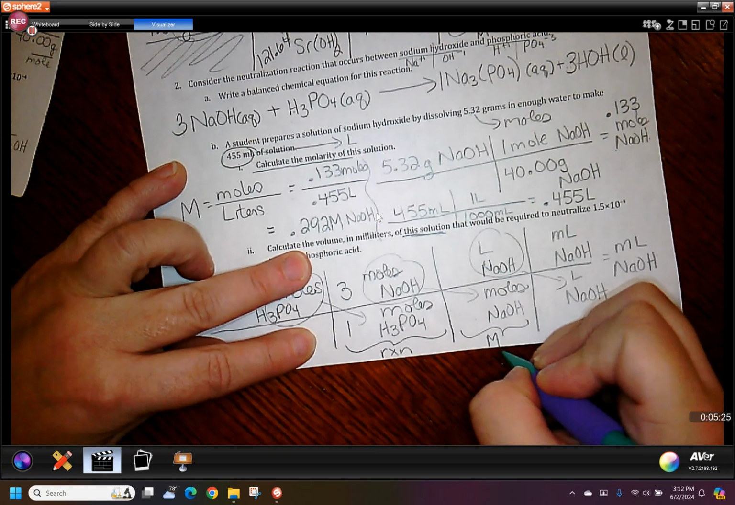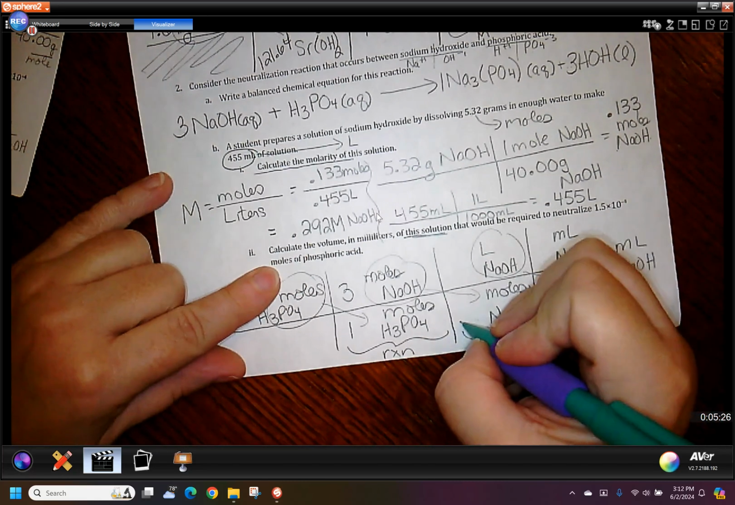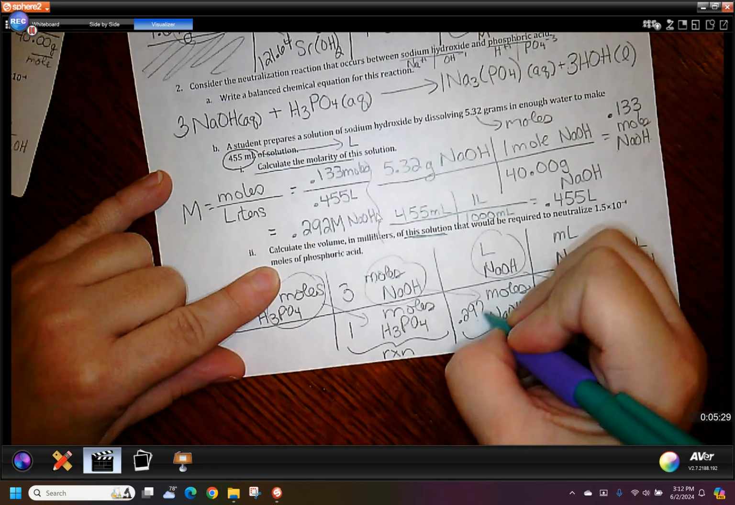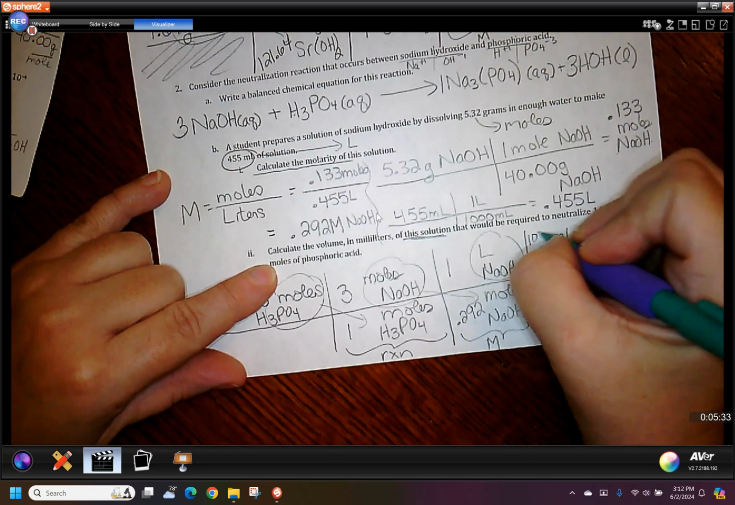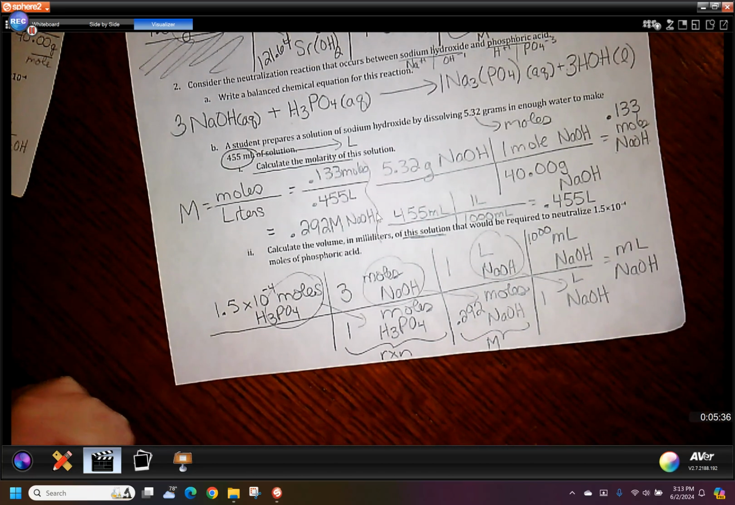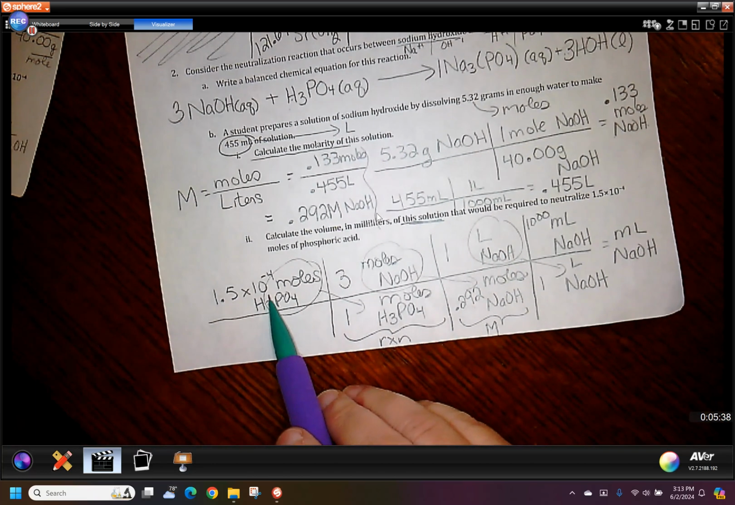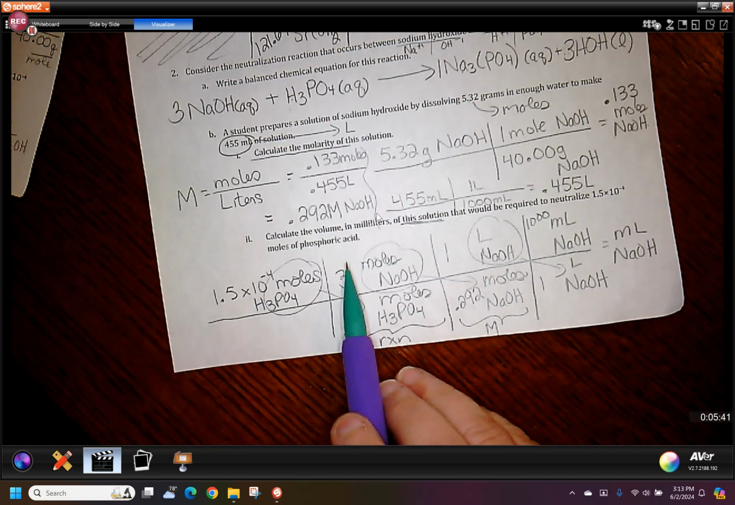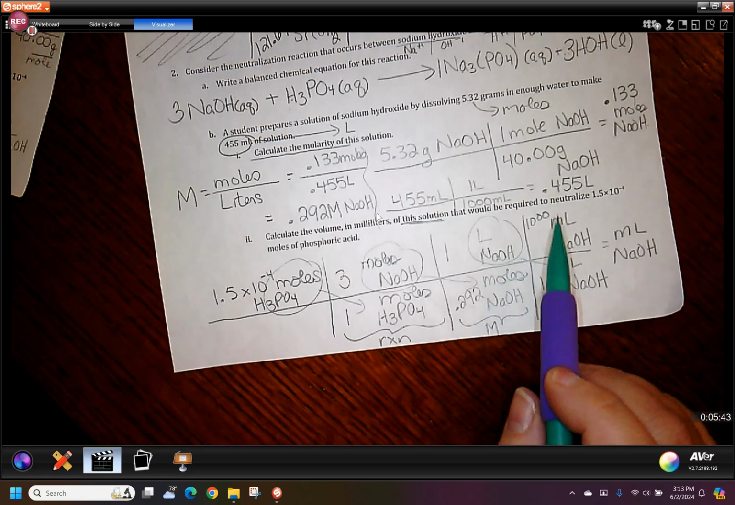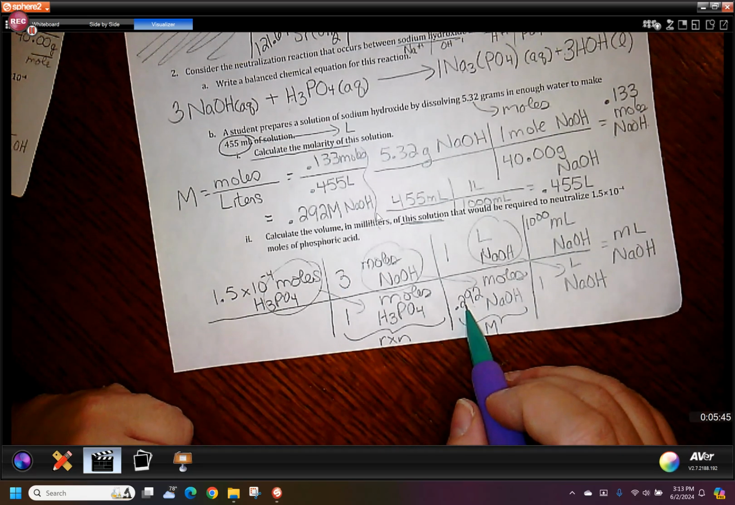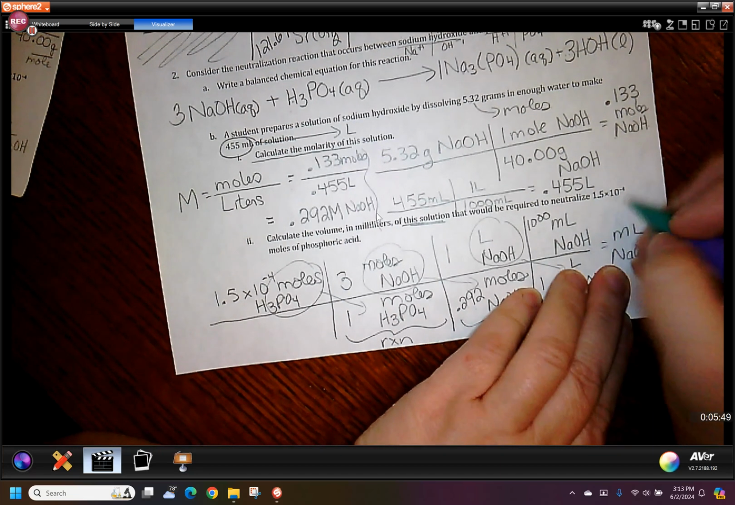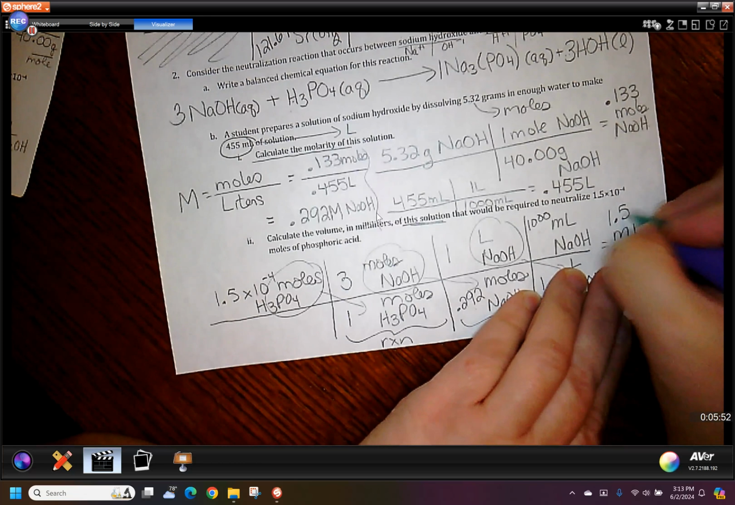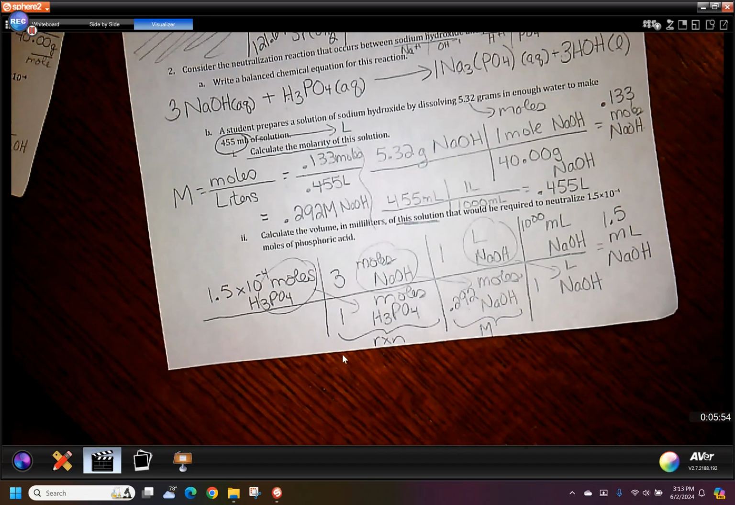You just calculated it. You calculated that it was 0.292 moles in 1 liter. And you know that 1 liter is 1,000 milliliters. So I'm going to multiply 1.5 times 10 to the negative 4th times 3 times 1,000, divided by 0.292, and I'm going to get, I have only 2 digits, 1.5 milliliters. Hopefully that helps. If you made a mistake, you see where you did it.